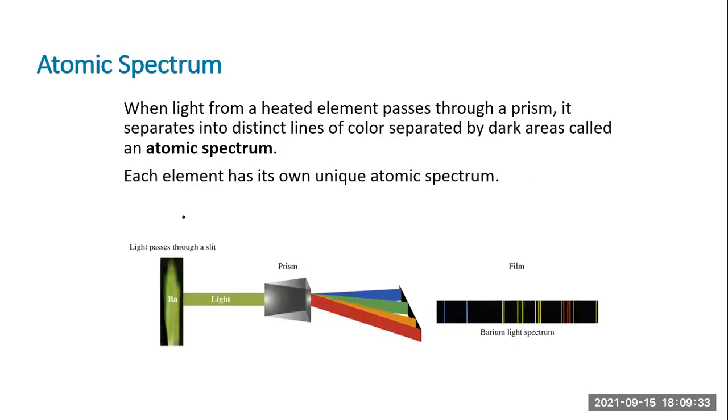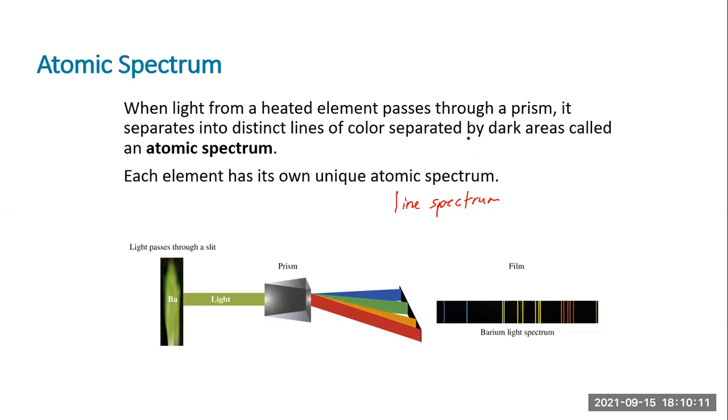Okay. So when we heat an element and we sort of pass the light through what is referred to as a prism, the prism is something that will sort of separate out the light into its component wavelengths. We get what is sometimes referred to as an atomic spectrum. And more specifically, elements give what are referred to as line spectrums. And line spectrums are different than what are referred to as continuous spectrums. And that is because something like the sun gives off a continuous spectrum.